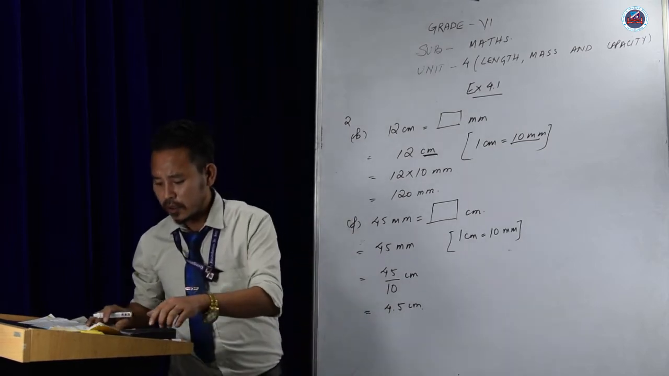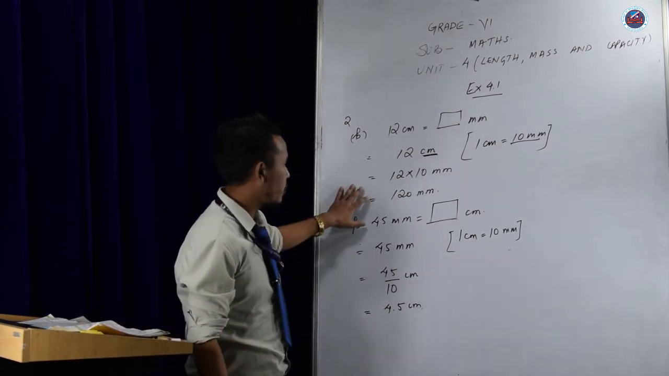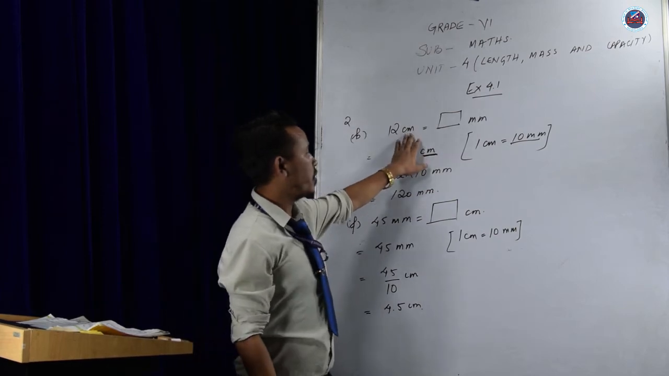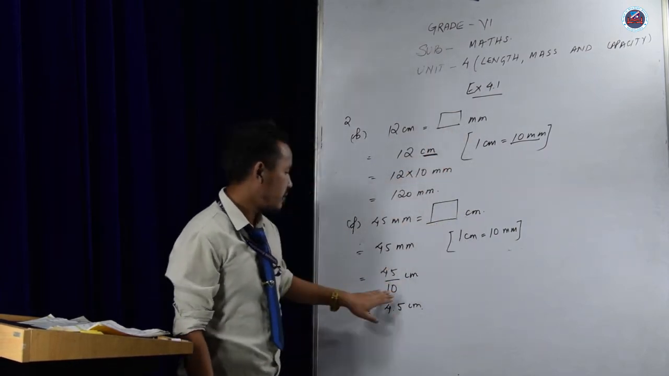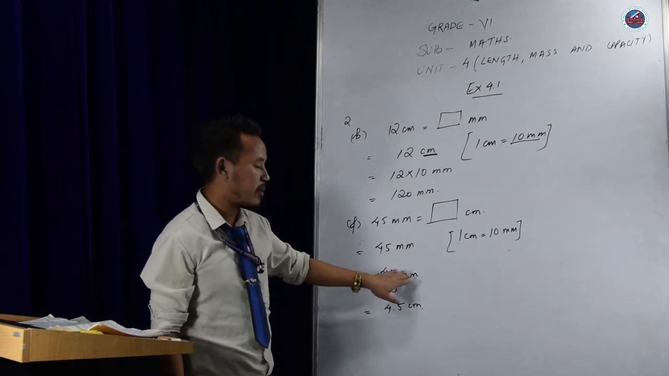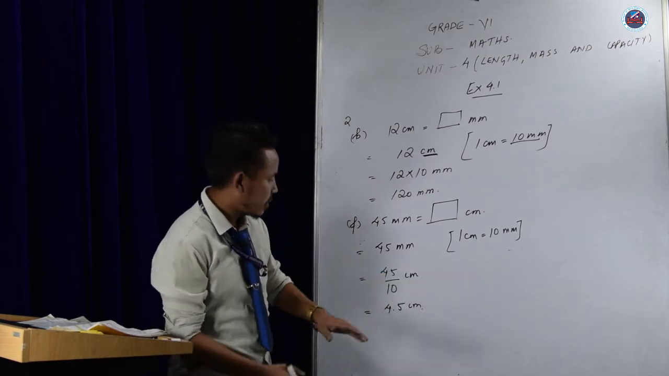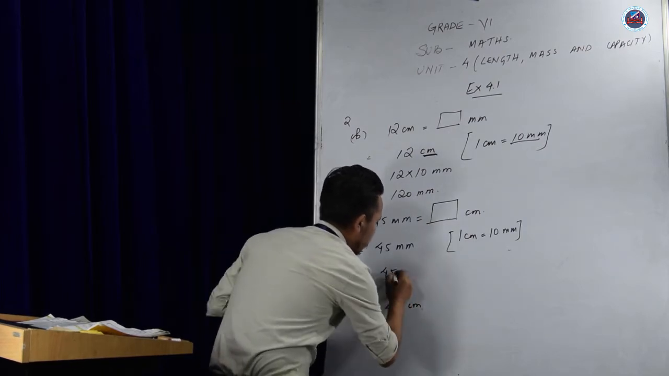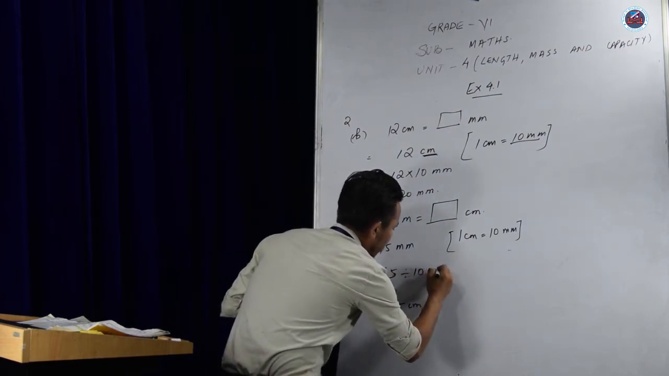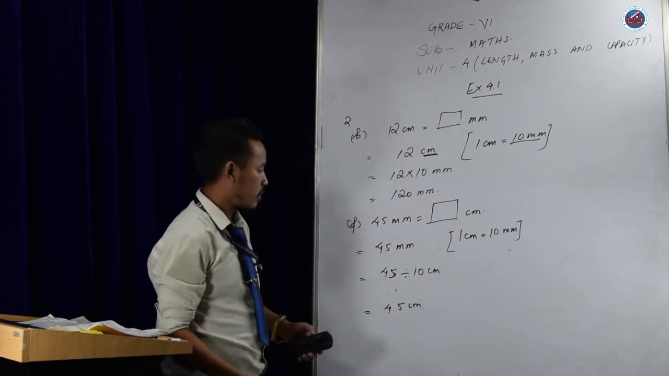Now, moving on to the next question. I hope you are clear with this one. Remember, from bigger unit to smaller unit, we multiply. From smaller unit to bigger unit, we divide. That is 45 divided by 10. You can do it this way, or you can do it this way also. It's all the same only.